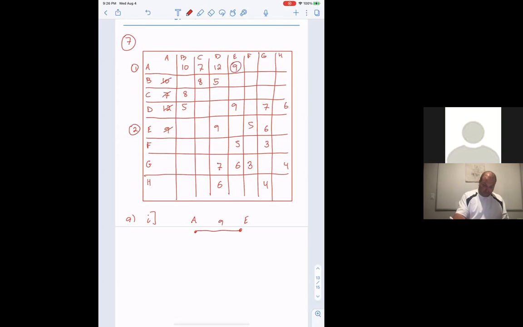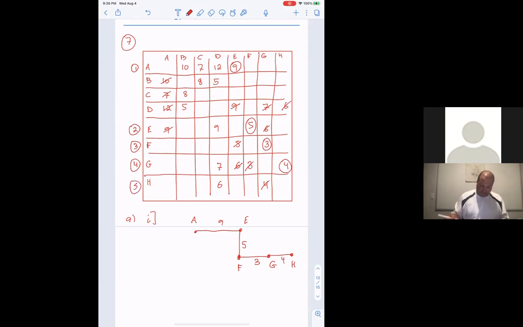And then when I look at the 2 rows for A and E, I see that E connects to F with 5. So, okay, get rid of that. And then when I look at those 3 rows, I have a 3 that wasn't there before. F to G with 3. G is now my 4th choice. I have 4. G goes to H, 4.